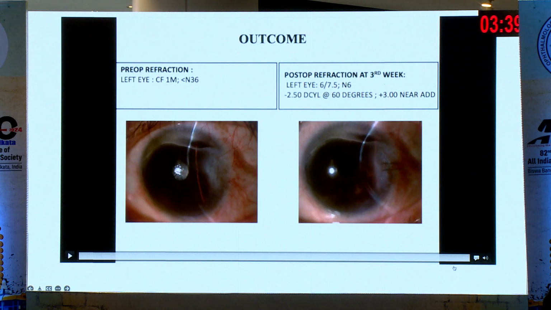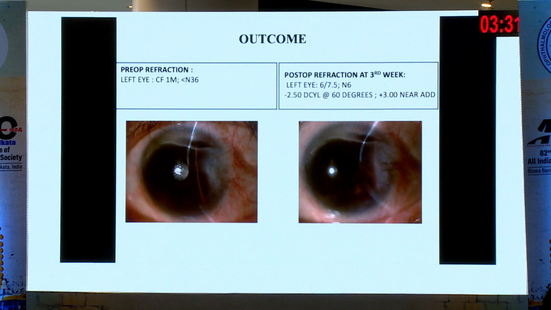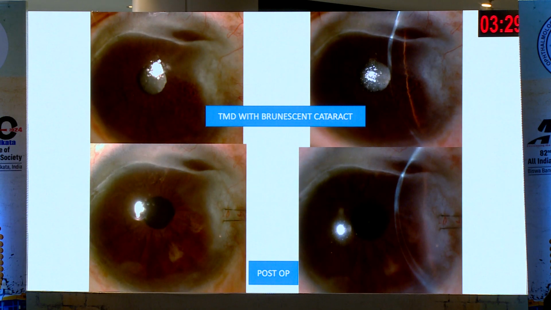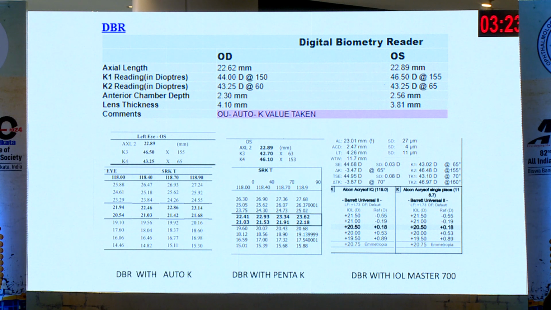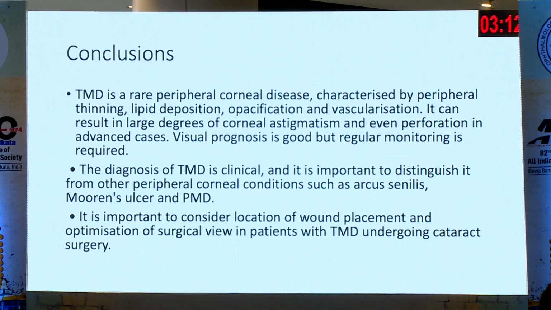This is the way that the cylinder reduced, and the vision rehabilitation was very gratifying for the patient. Improved from counting fingers to a 6, almost a 6/6. These are the pre-operative images. The sutures, the section was closed with a couple of sutures. So in this patient, the DBR was calculated by multiple techniques with the auto K and the Penta. Thankfully, they were all coinciding. So finally, the Penta K DBR was taken, and the patient was implanted with the appropriate lens.